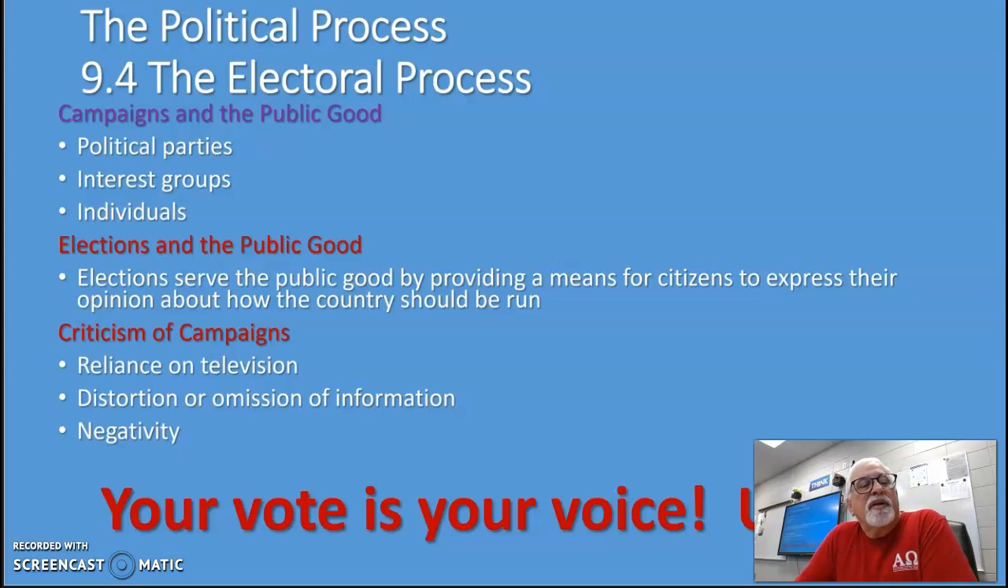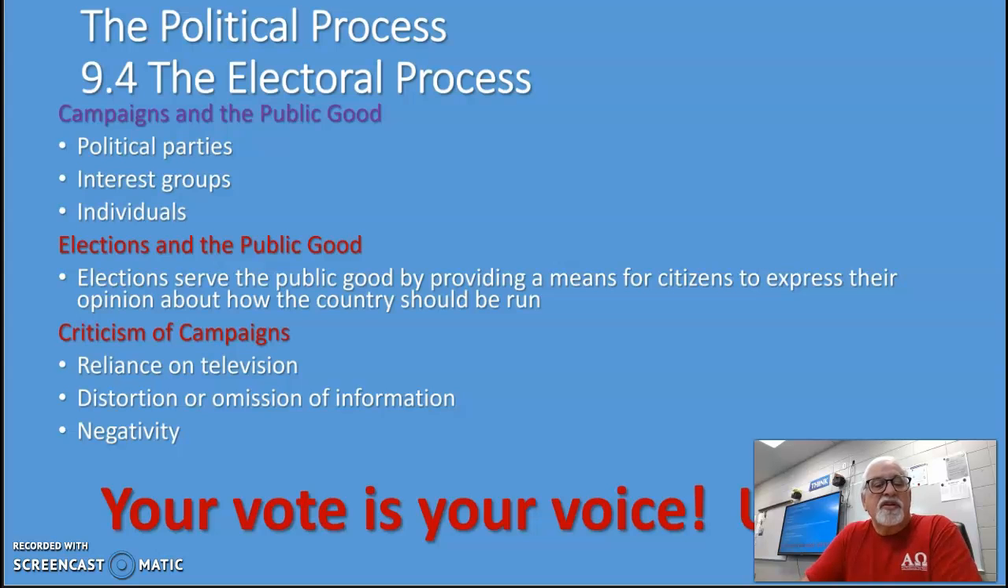Campaigns and the public good: political parties, interest groups, individuals, everybody is participating. Elections serve the public good by providing a means for citizens to express their opinion about how the country should be run. But there are some criticisms of elections and campaigns. There's so much reliance on TV, and there's so much information that is left out or omitted or distorted, and campaigns can be negative. But in spite of all that, your vote is your voice, and I want to encourage you to use it.